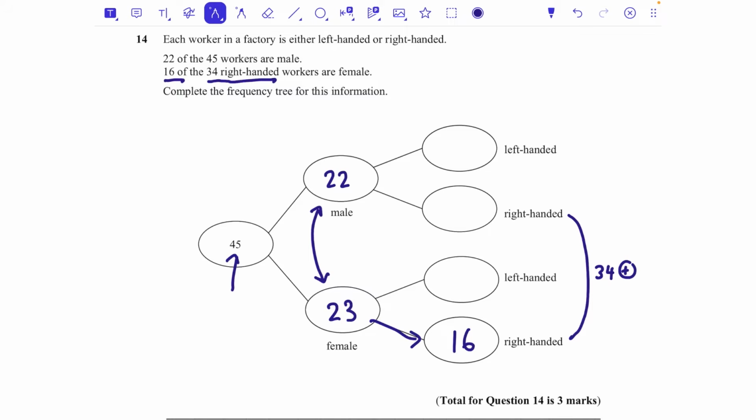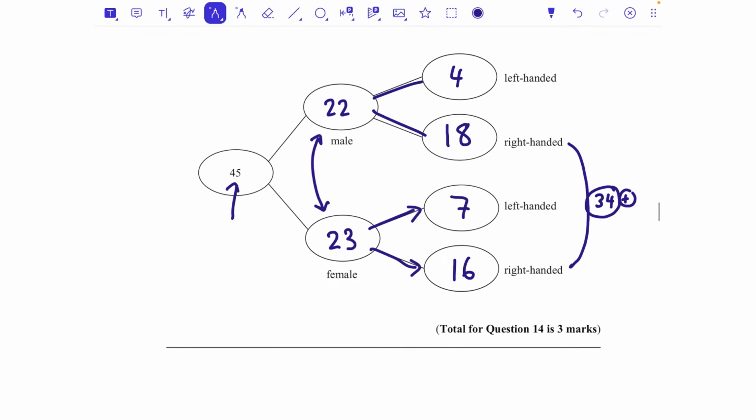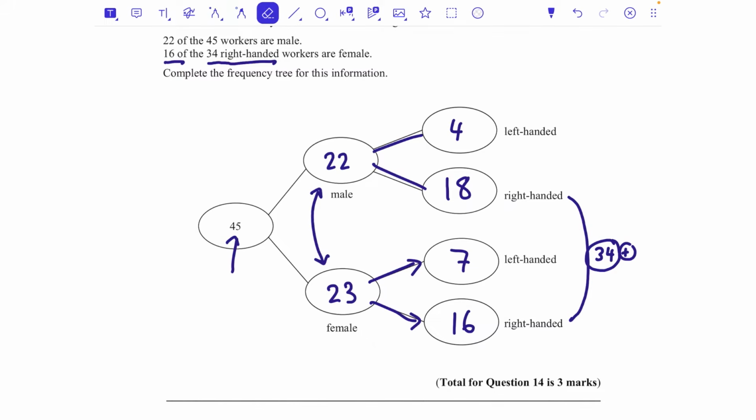And if 16 of these are right-handed, then the rest of the females, 7 of them, because we want to add it to make 23, are going to be left-handed. And we then know that if 16 of the females are right-handed, then we're going to have however many males that are right-handed to add up to make 34. So if I do 34 and I take away 16, I get 18. And that means that this must be 4 because we know that 4 and 18 have to add to make 22. That is it. We've completed the frequency tree, and that is 3 marks just for filling it in and making sure that the boxes add up to the previous box. So there is your answer.